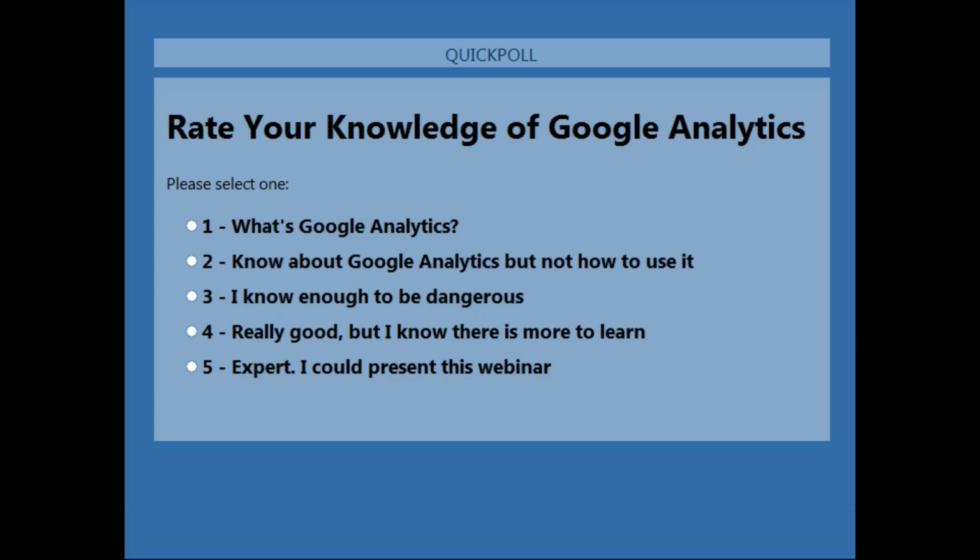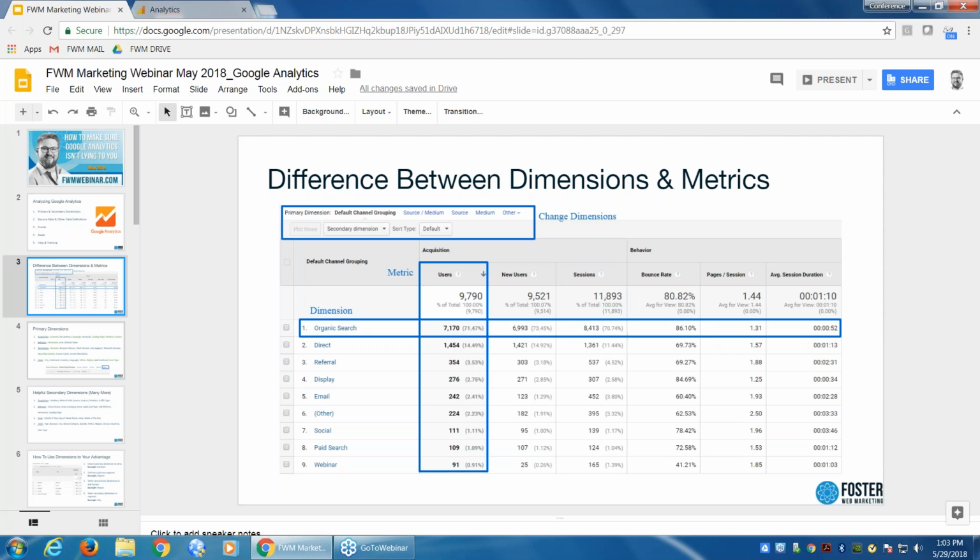Anything on the right, the columns, are going to be metrics that you can measure for each one of those different dimensions or secondary dimensions. So that's going to be traffic, sessions, users, bounce rate, pages per session, conversion rate, goals, the time that people are spending on the site.